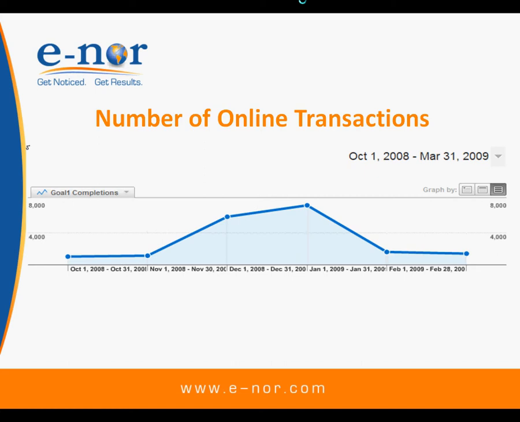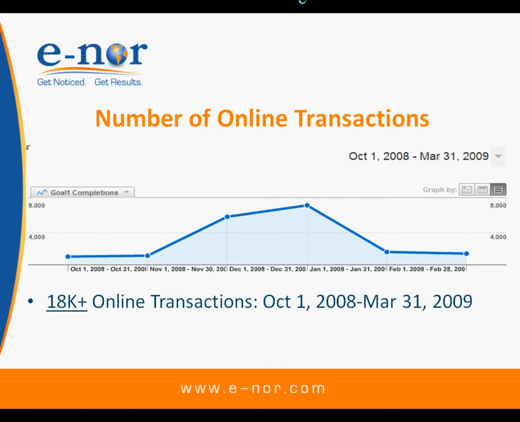So if we go now within Google Analytics and look at the number of online transactions, the assumption here is that you have set up your Google Analytics properly to track conversion, to track sales or online transactions in this case. For the same time period, from October 1st 08 through the end of March 09, you'll see that we had over 18,000 online transactions.